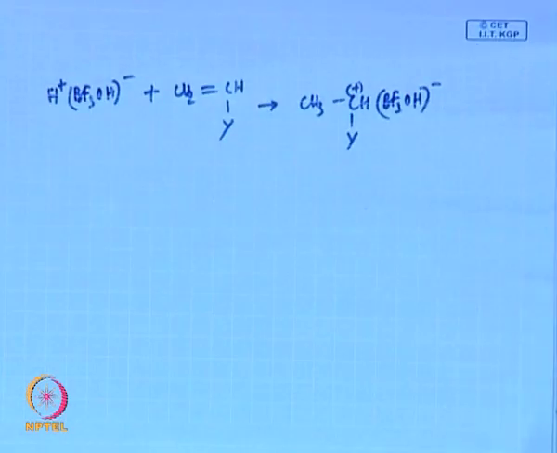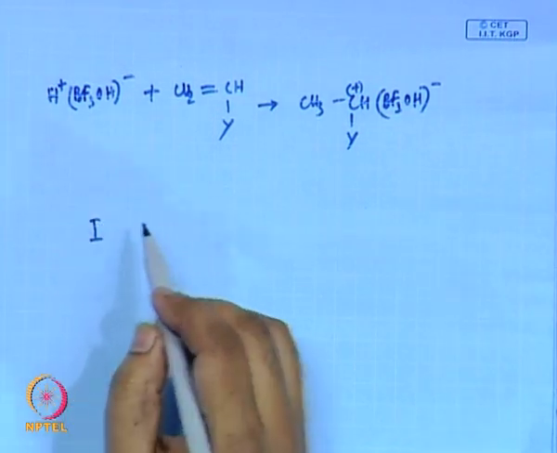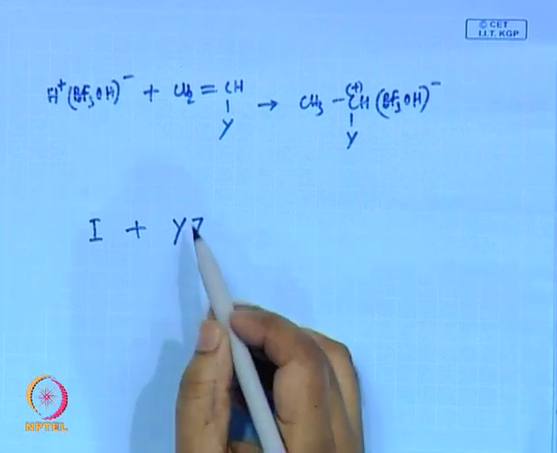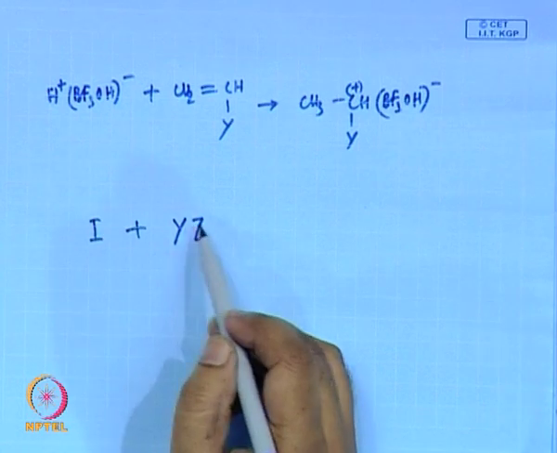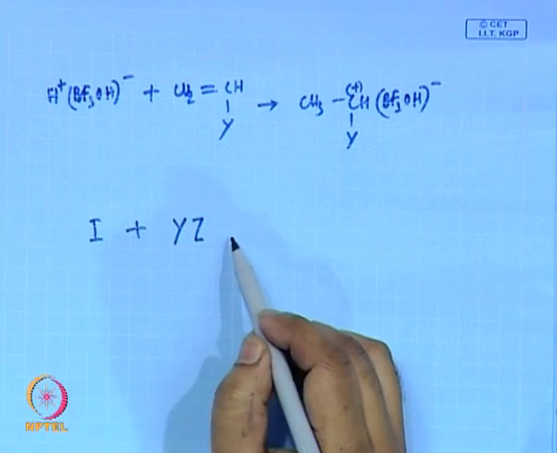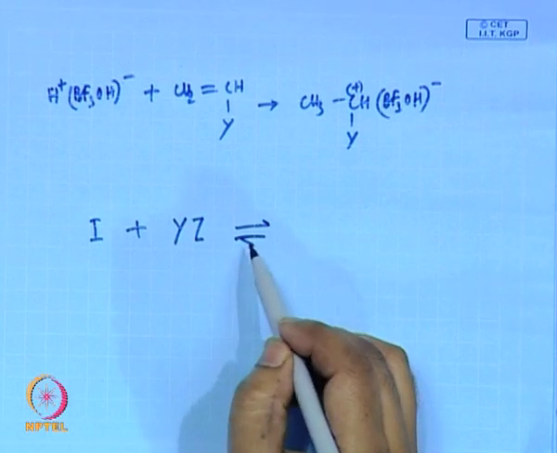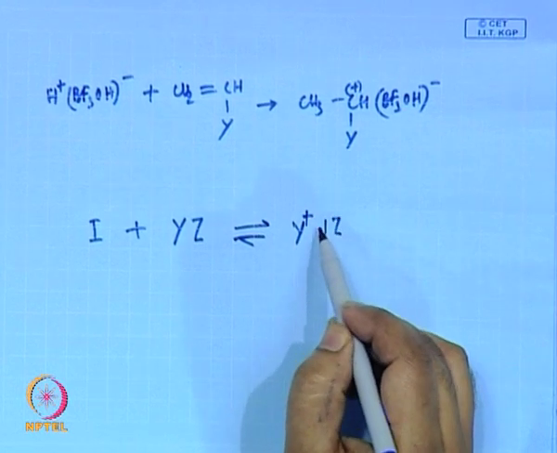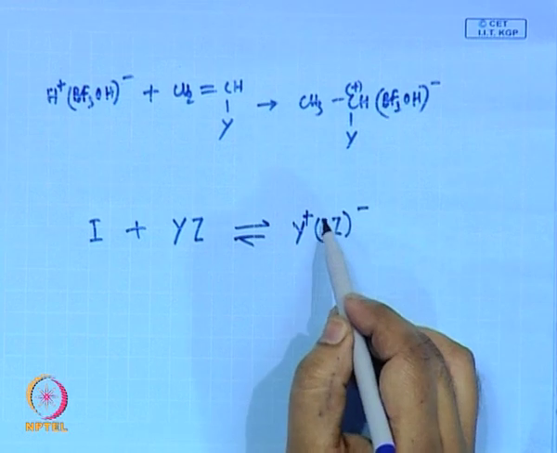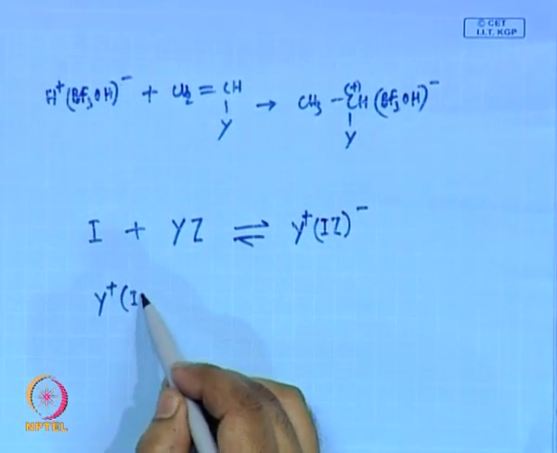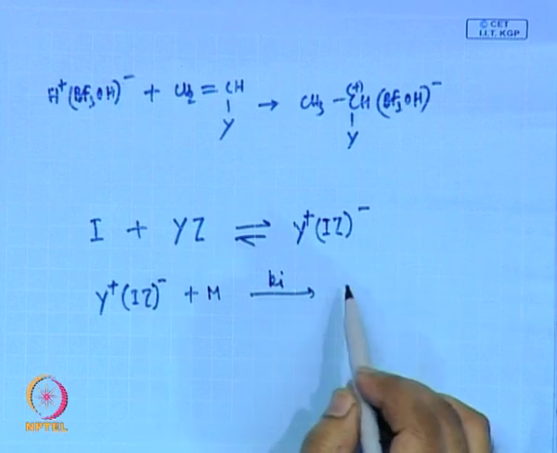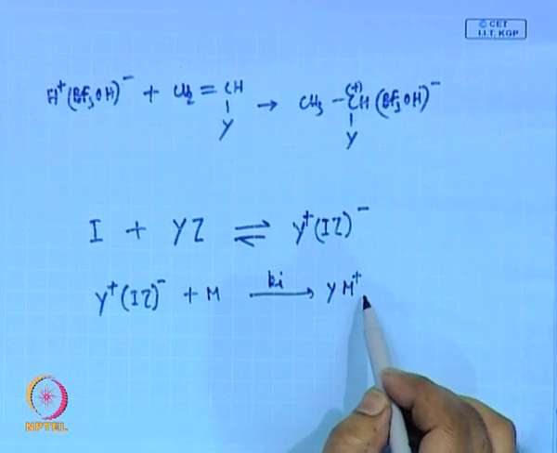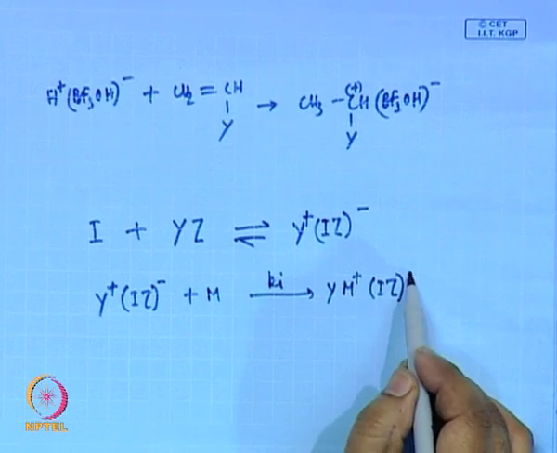So I can write a generic expression, say I for the initiator and Y Z for the co-initiator, or I for the catalyst and this for the co-catalyst, giving rise to a cationic species and a counter ion, which then reacts with a monomer, forming the chain initiating species.